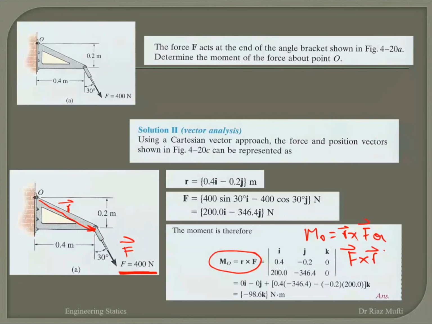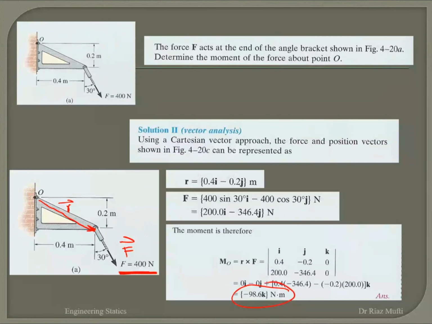Am I right? No, sir, that's negative. Yes, you're right, this is wrong. The commutative property doesn't exist for the cross product. So remember, your moment is always R cross F. Always remember that. So you do the vector approach, and you get the same answer.